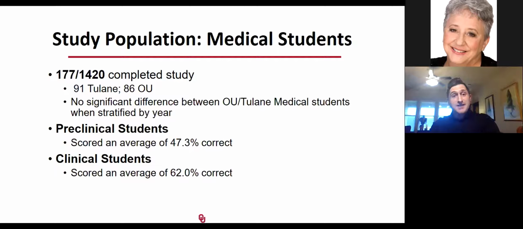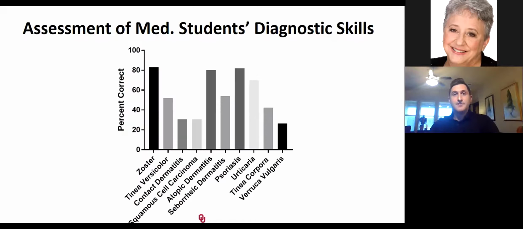As you may expect, the students who were preclinical scored an average of about 50% correct, where those who were clinical students in their 3rd or 4th year of medical school scored an average just a little over 60% correct. And here's what we found. Across all skin types, the diagnoses most frequently identified were herpes zoster, and this came in at 83.1%, psoriasis at 81.9%, and also atopic dermatitis at 80.2%.